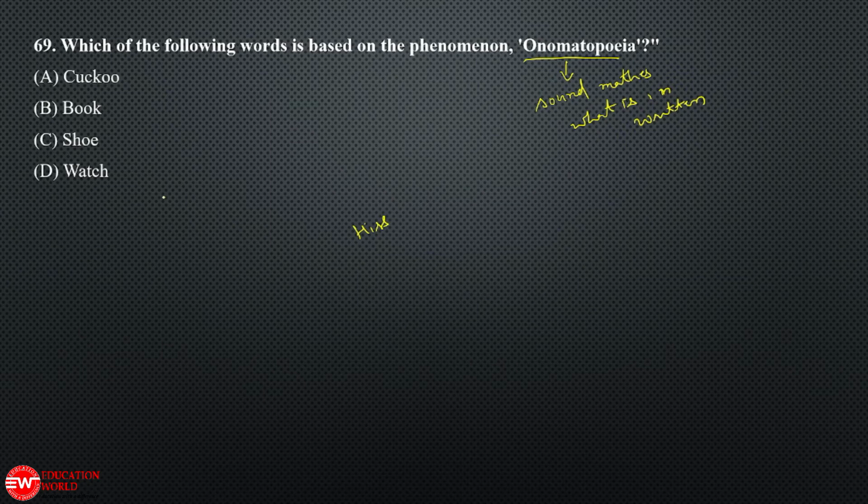In this, option A, cuckoo, it's written like that and it is said like that, right? Some more examples are hiss, hum, humming, buzz, zoom. So these are all onomatopoeia, where the speech sounds are reflected in writing.